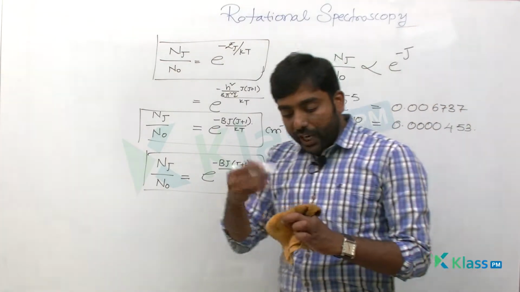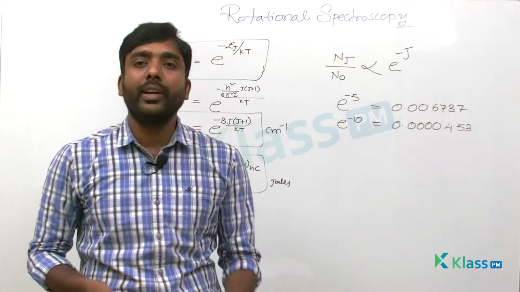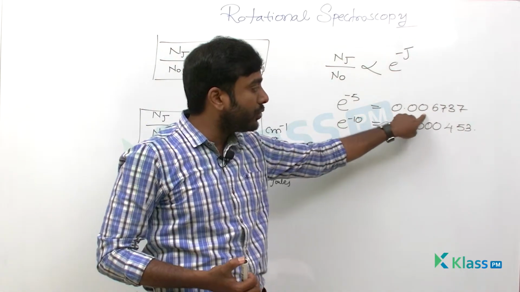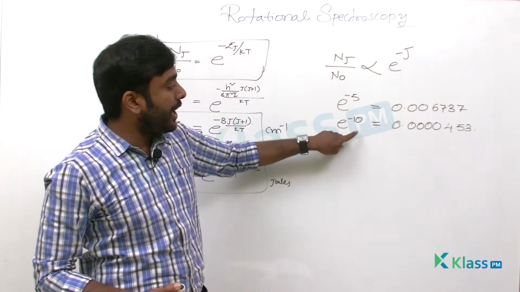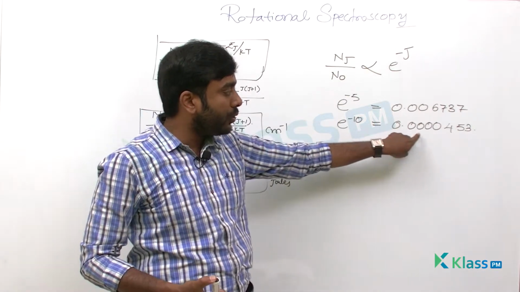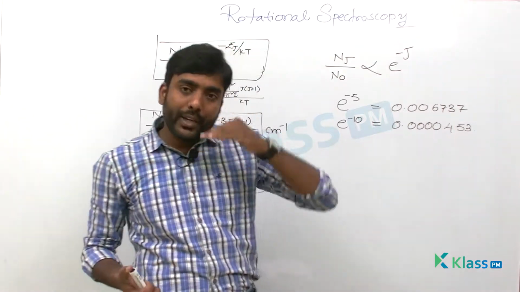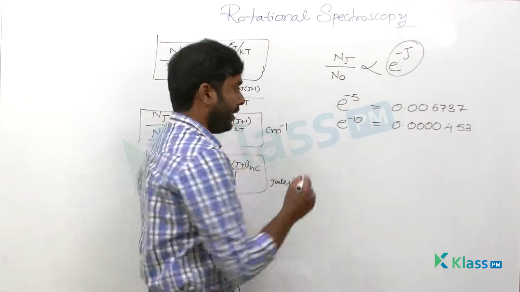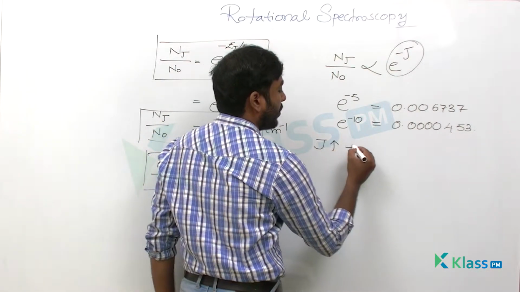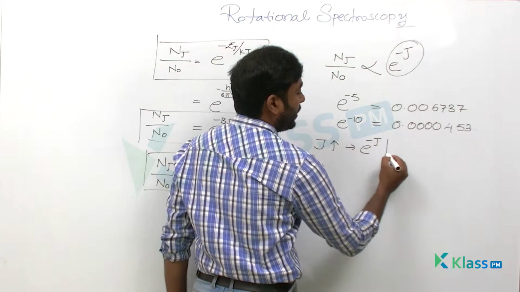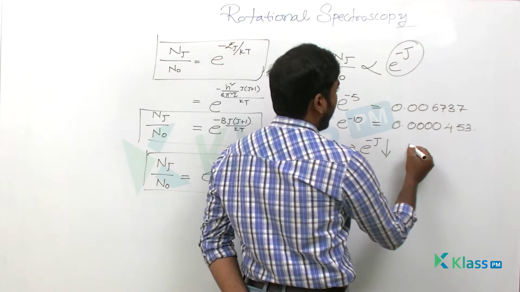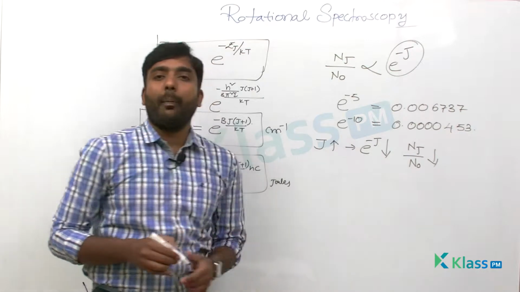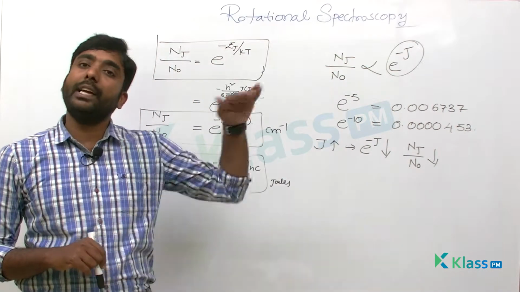So you can say that it is directly depending on what? Minus j value. As j value increases, what happens? See here, j value I have taken 5. I got the value 0.006737. I increase j value to 10. What I got is 0.0000453. So if j value is increasing, what happens? The total value of e to the power of minus j is decreasing. If e to the power of minus j value is decreasing, what happened? The relative population ratio of nj and n0 is also decreasing.